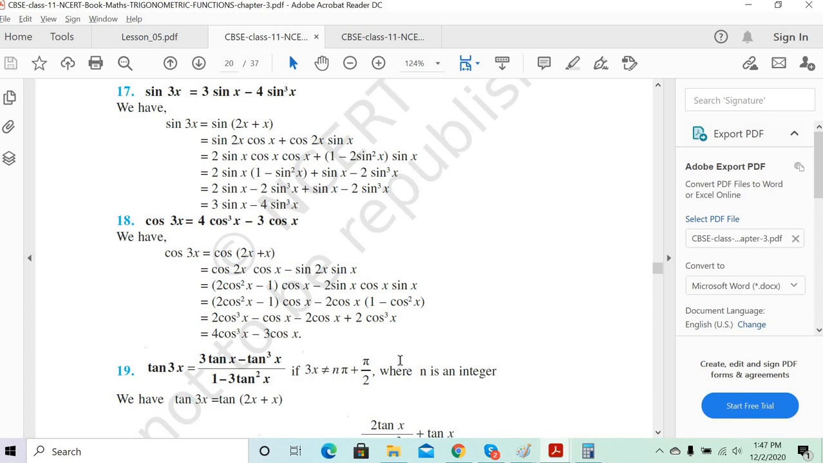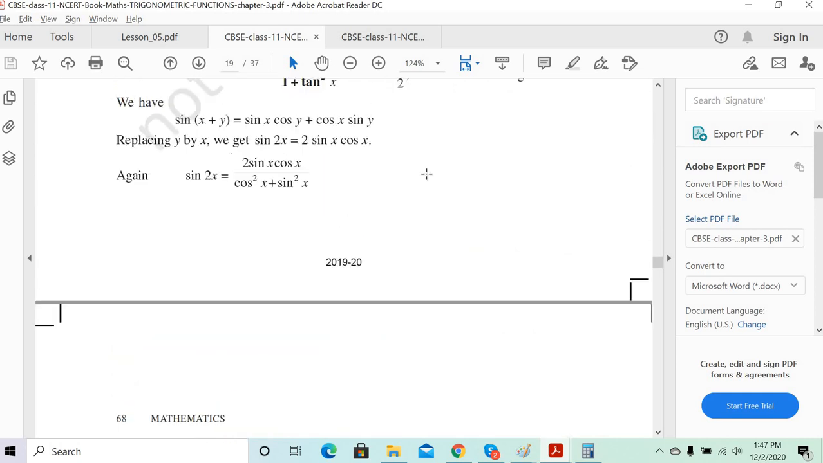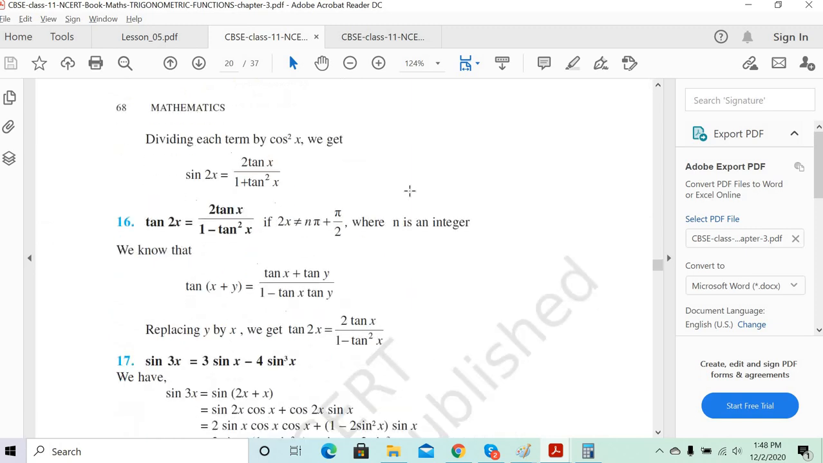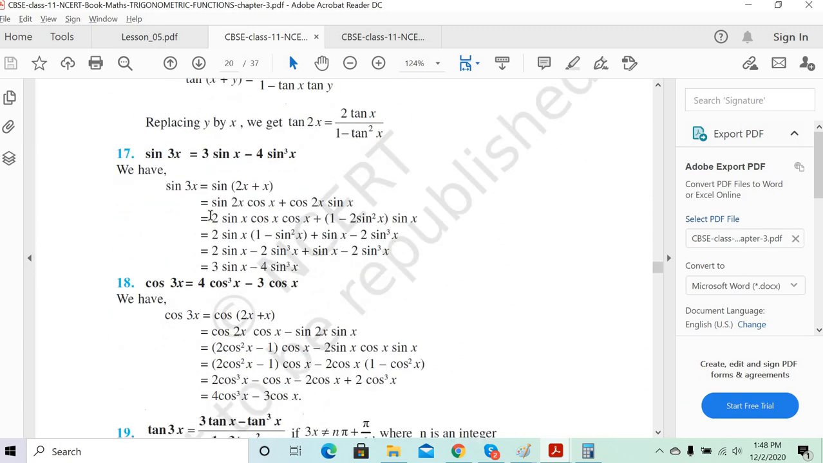So sin 2x will be 2 sin x cos x, right? Excellent. And then cos 2x will be cos square x minus sin square x, but we don't want that. We want everything in terms of sin x. So cos 2x is also 1 minus 2 sin square x. Everything in the output should come in terms of sin x. Okay, sir. Then you will be able to get the answer. Is it clear? Yes, sir.